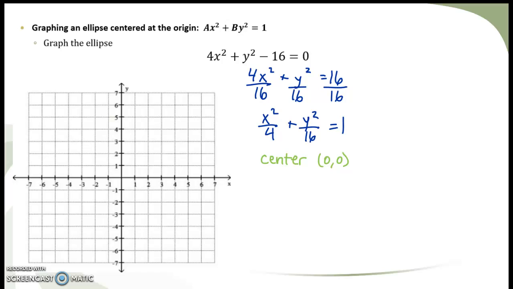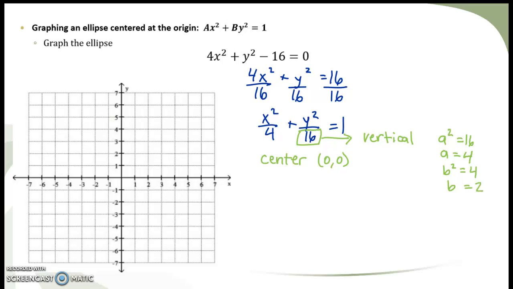Now, which denominator is greater? This 16 is greater, and that means what? Well, the 16 is over the y squared, so that means we have a vertical major axis. And it means that a squared equals 16, so a equals 4. And then b squared is the other one, so b squared is 4 and b is 2.